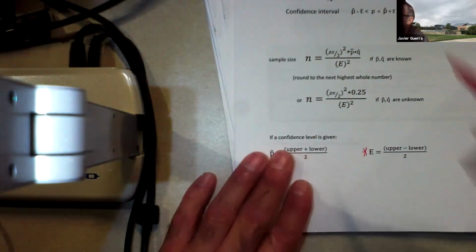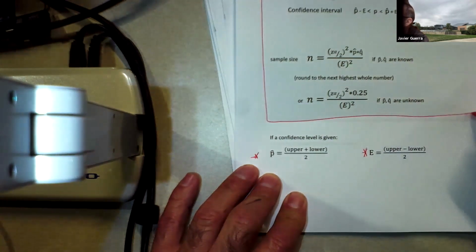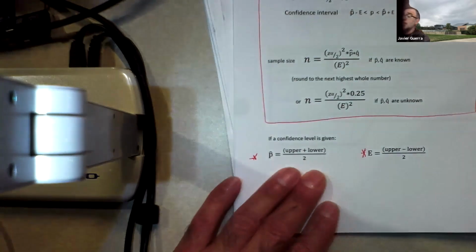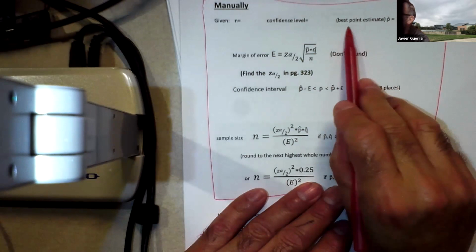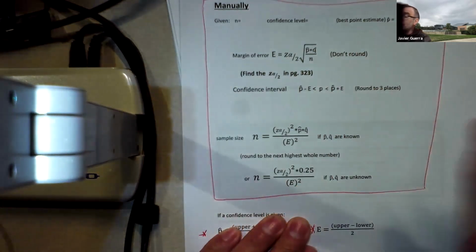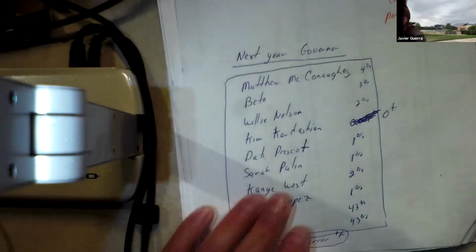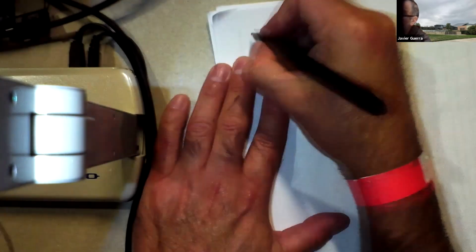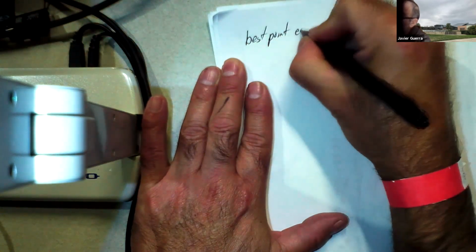So if you want to do it by hand, by all means, you'll have to read the book, and it'll tell you how to do it. But the main thing is this word right there. Best point estimate. Okay, that number right there, that's your first definition of many. What is a best point estimate?